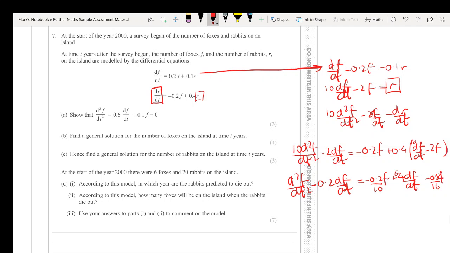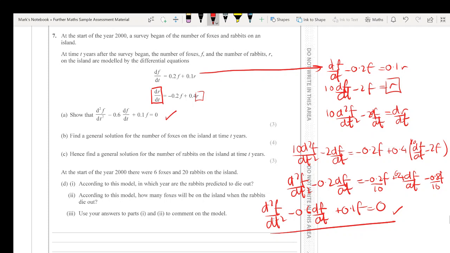Right, bringing it to one side. d2f by dt squared. You've got minus 0.2 df dt, take away 0.4 df dt is minus 0.6 df dt. Then you've got 0.2 minus 0.8, which is minus 1 over 10, which is 0.1. So minus 0.1, so it becomes plus 0.1 f equals 0, as expected. Okay, so that's the first bit done.